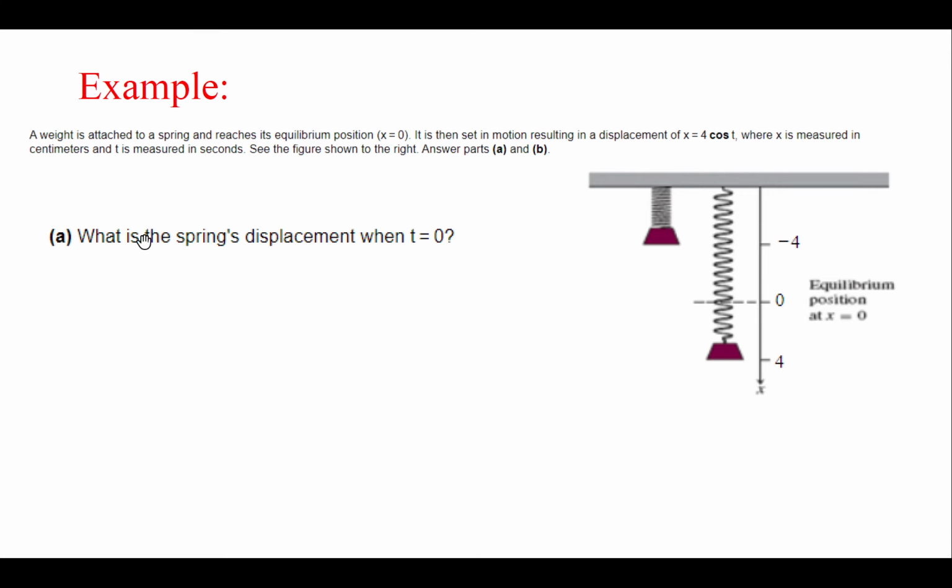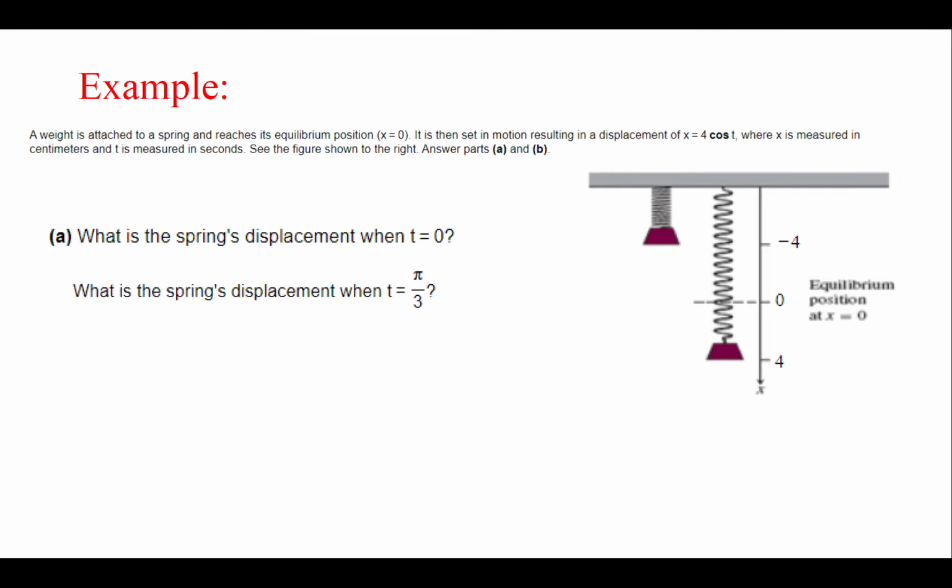The first question is, what is the spring displacement? Displacement means what is the value of x when time is 0. So when time is 0, the value of x is just 4 cosine 0, and cosine 0 is 1, which gives 4. So when time is 0, x equal 4. That means this is the starting point. Okay, that's the displacement. That's the first question.